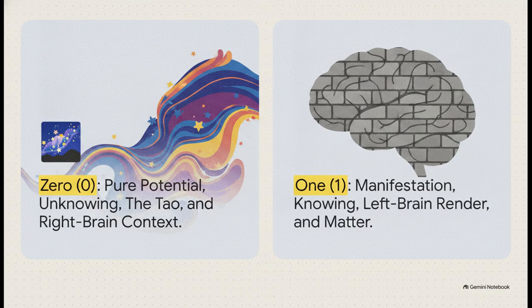The problem is, our arrogant left brain acts like a gnostic demiurge. It traps us in the harsh, static 1, severing us from the unmanifested potential of the 0. It wants to control everything, but at the cost of experiencing actual reality.